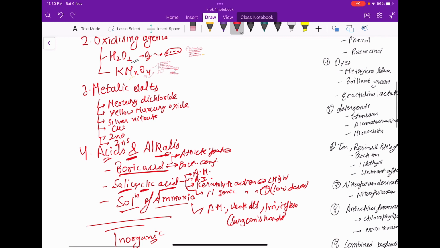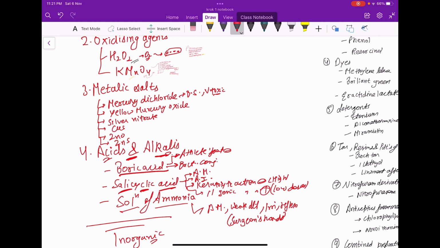Okay guys, the first and foremost here is mercury dichloride. It also has a bactericidal effect, which is decreased in the presence of proteins, and the main thing, guys, is that it's very toxic. Just tell me, can you take any medicine which is very toxic? No, we cannot take that medicine, right? So it's just for the disinfection of clothes and the washing of non-metallic instruments, mercury dichloride, guys.